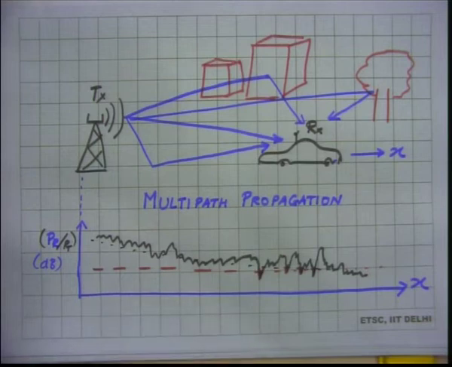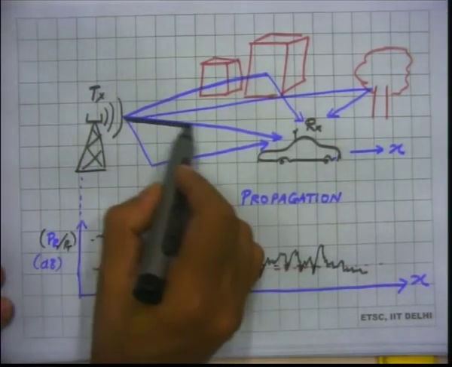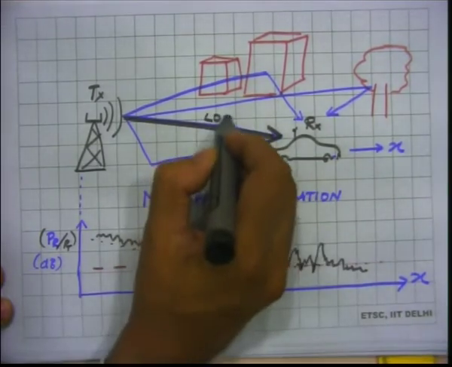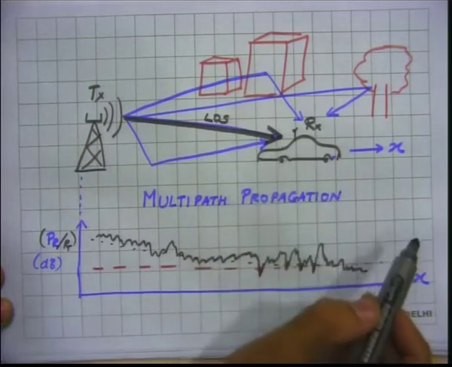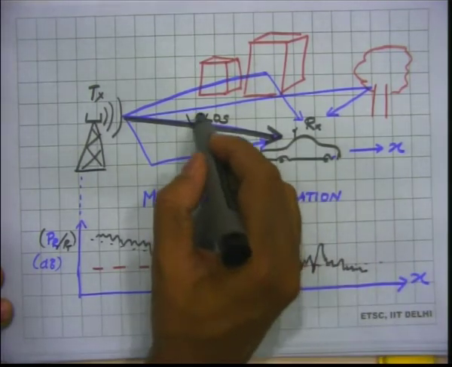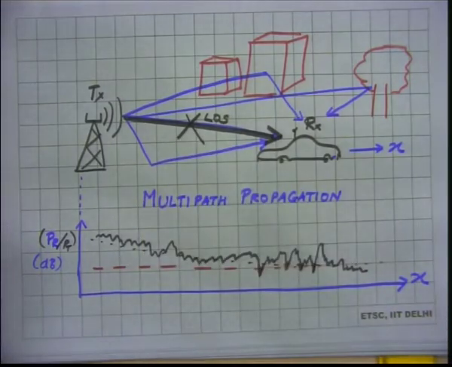Now, if there is a line of sight here, then we know that this is a Rician fading channel. However, if there is no line of sight, then we go to Rayleigh fading channel. So, we will look at these scenarios separately.